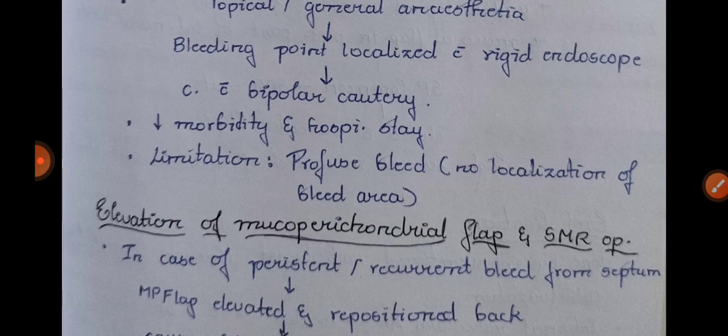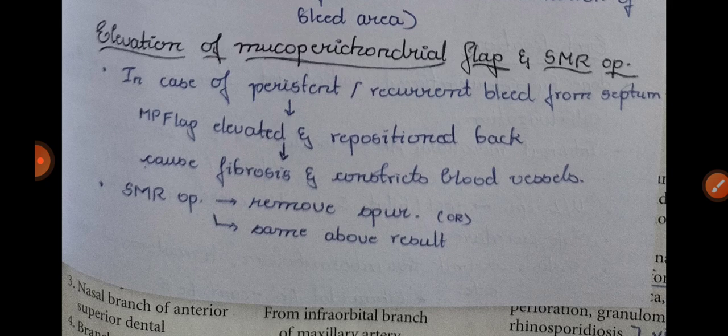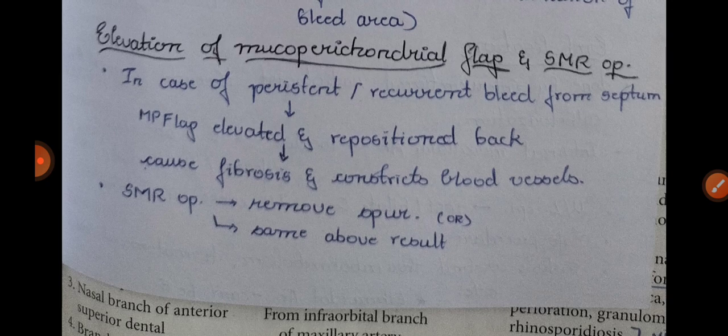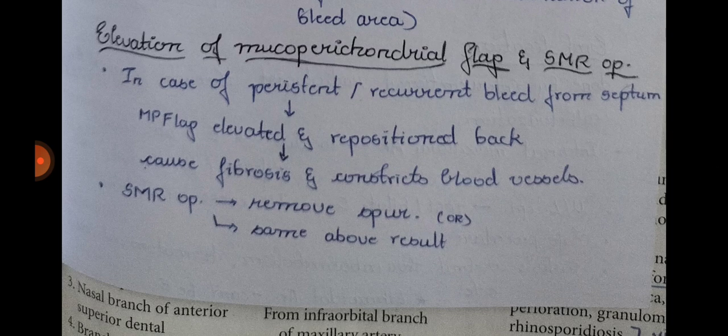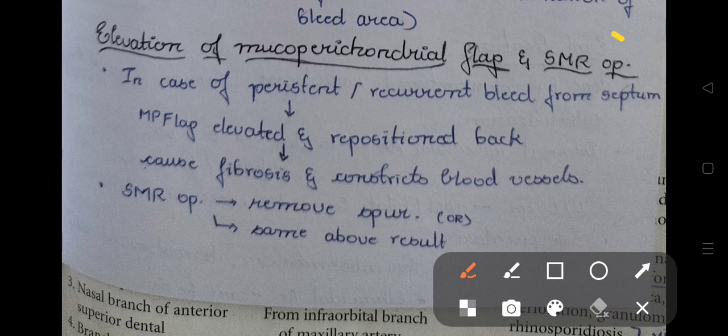difficult. Next, elevation of the mucoperichondrial flap and submucosal resection operation. In this case of persistent recurrent bleed from the septum, the mucoperichondrial flap is elevated and repositioned back, which causes fibrosis and constriction of the blood vessels. In the submucosal resection operation, we remove the spur, with the same result. When we do the SMR operation, the blood vessels get fibrosed.